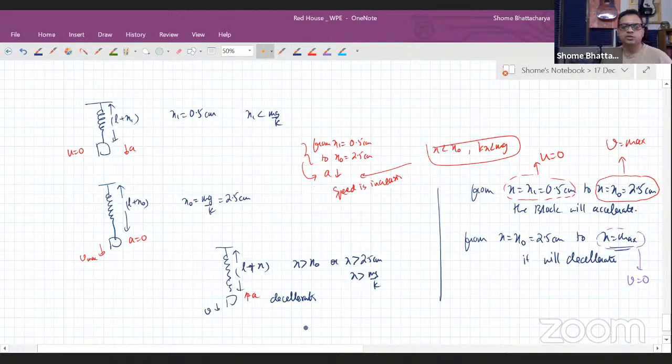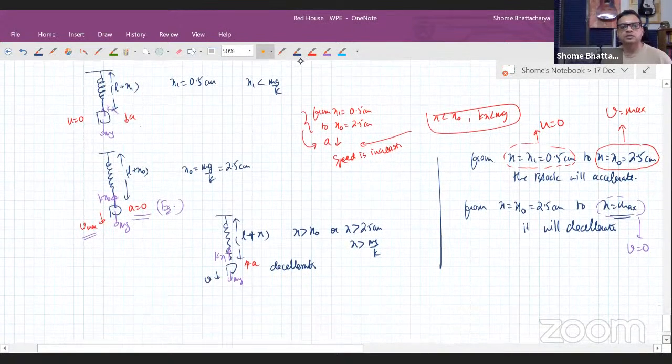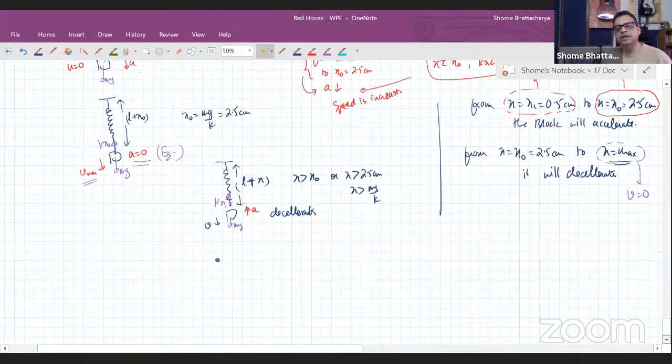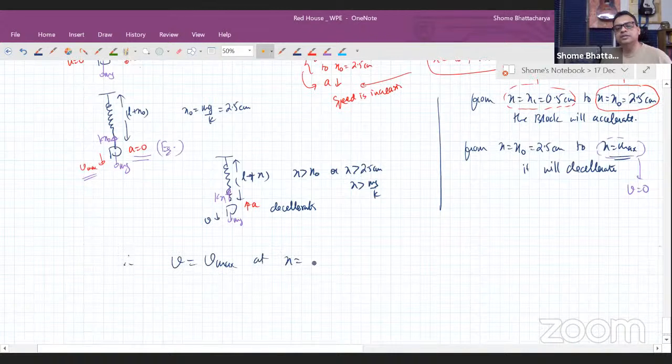Okay, so this is what we understand logically by just interpreting the relationship between the forces, the free body diagrams. Here mg is dominating over kx, so it is accelerating downwards. But at this point of time, mg and kx just balance each other. And now kx dominates over mg, so it starts decelerating. So logically, as you're going from acceleration to deceleration, the switchover point where your acceleration becomes 0, that is your equilibrium point, that is when your speed becomes maximum. So from this we know that the speed will be maximum. Therefore, v is equal to v max at x equal to x naught, or mg by k, which is 2.5 centimeters.